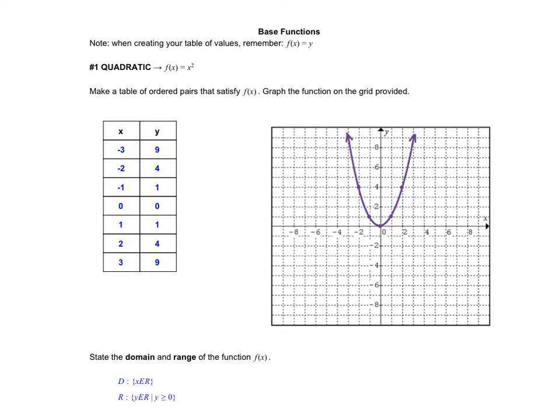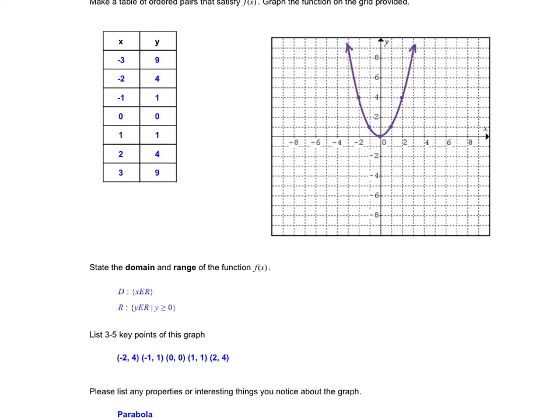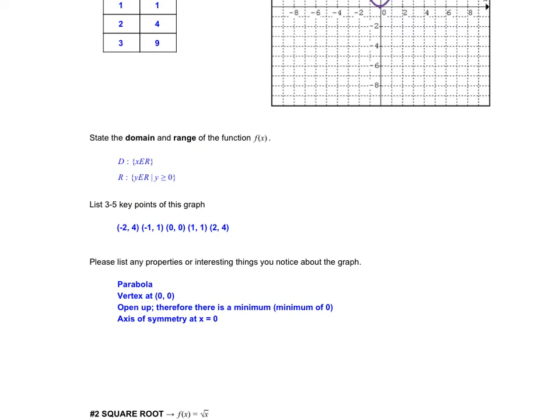Now, the domain for a parabola is always x is an element of all real numbers, and the range says that y has to be greater than or equal to 0 because there is nothing in the negatives because of that vertex and everything is opening upwards. For my key points, I chose the values from -2 to 2. You can also pick the ones at (-3, 9) and (3, 9), but those are enough to create that U shape. In terms of properties, these are the ones that I came up with.